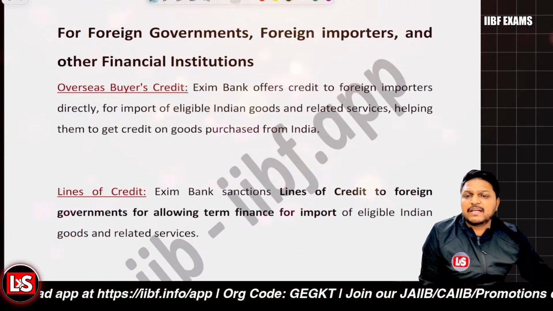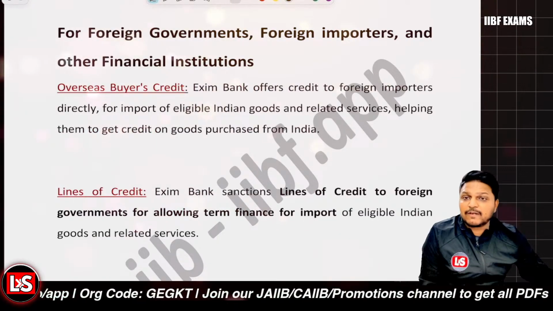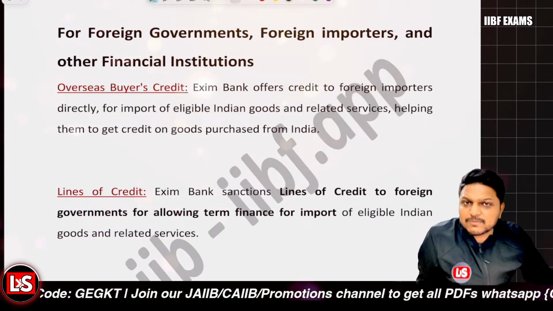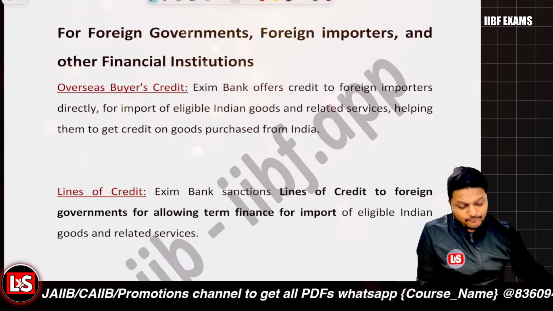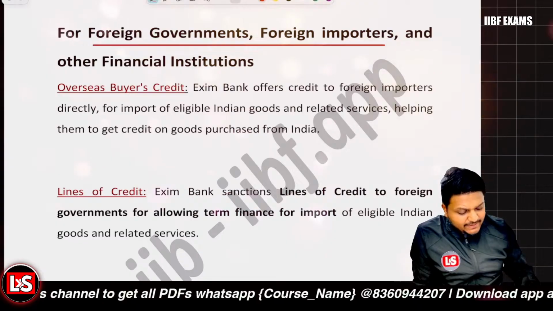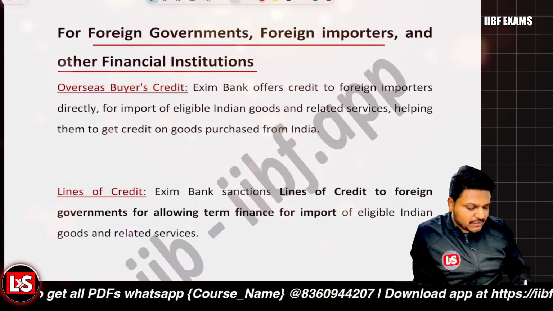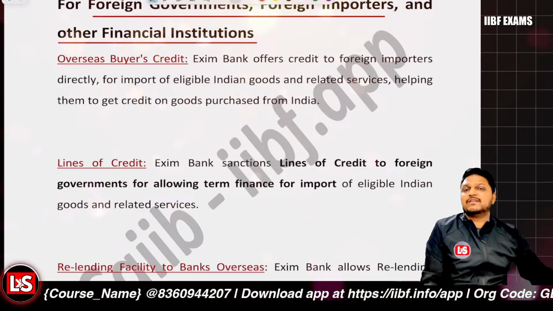Then after that, it's related to the financial program. Again, starting with the financial program, but this time not for the importers and exporters, not for the commercial banks, but for the foreign governments, foreign importers and other institutions. The first one is the overseas buyer's credit.